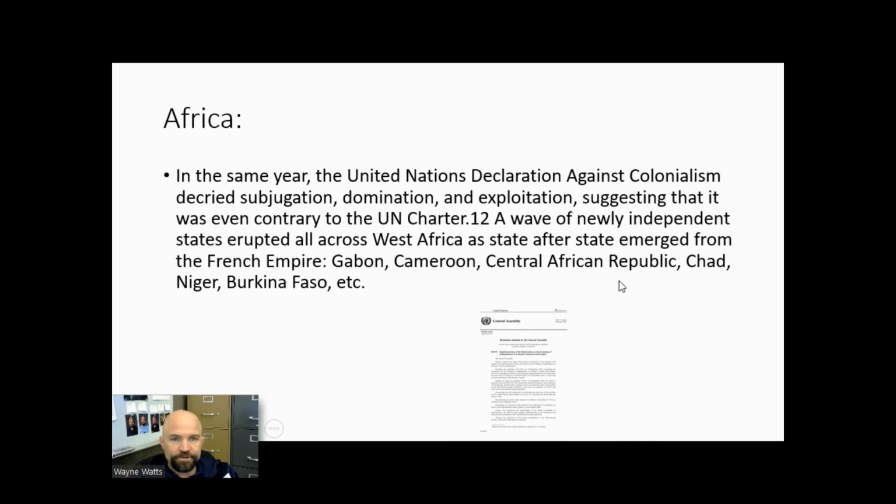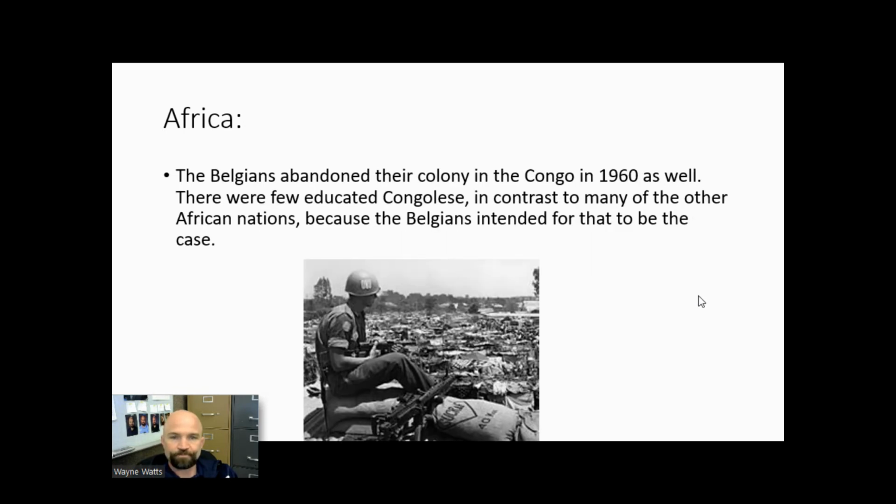In the same year, the United Nations Declaration Against Colonialism decried subjugation, domination, and exploitation, suggesting that it was even contrary to the UN Charter. A wave of newly independent states erupted all across West Africa as state after state emerged from the French Empire. Gabon, Cameroon, Central African Republic, Chad, Niger, Burkina Faso, and so on. The Belgians abandoned their colony in the Congo in 1960 as well.